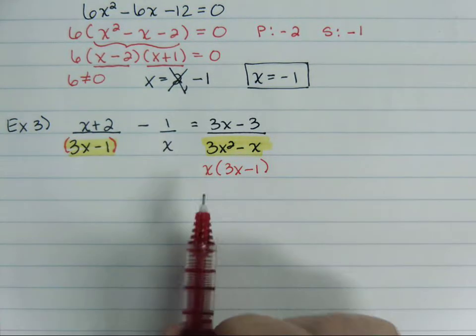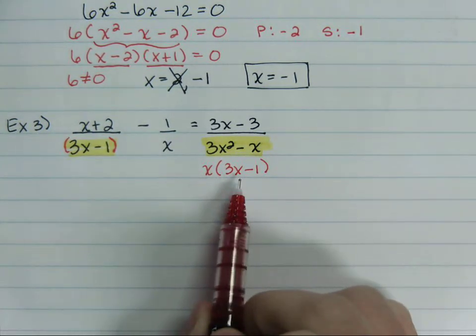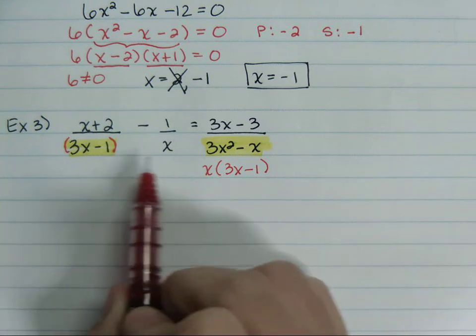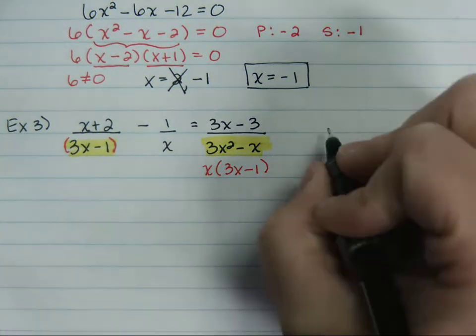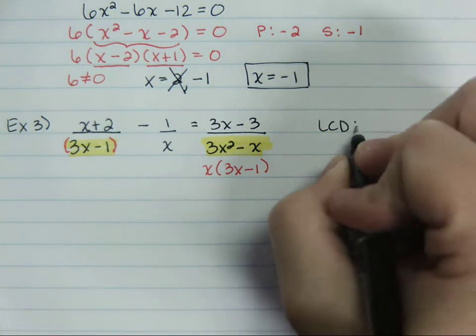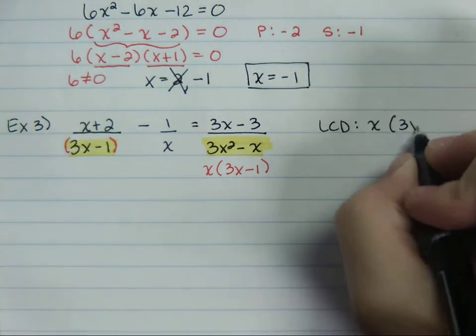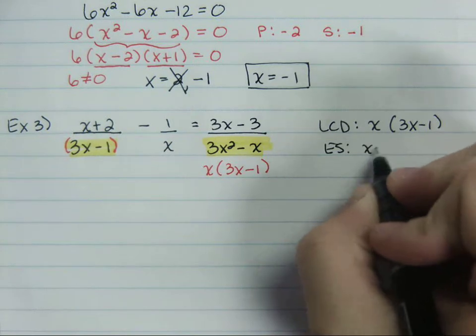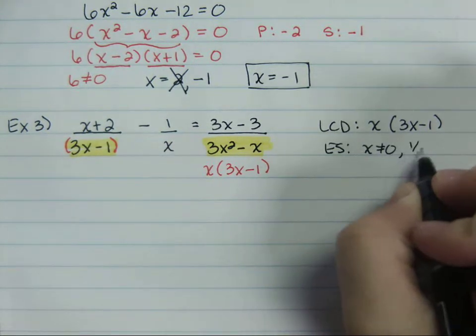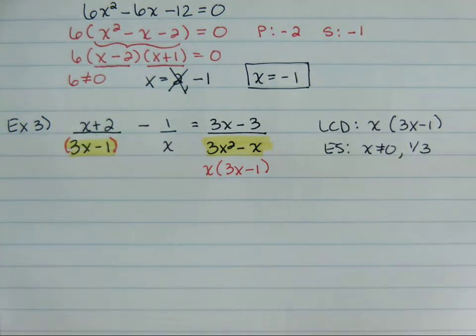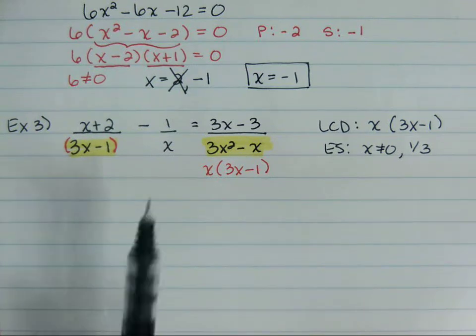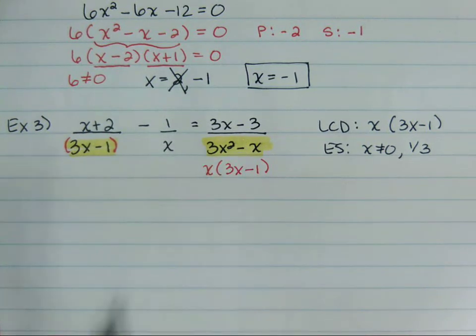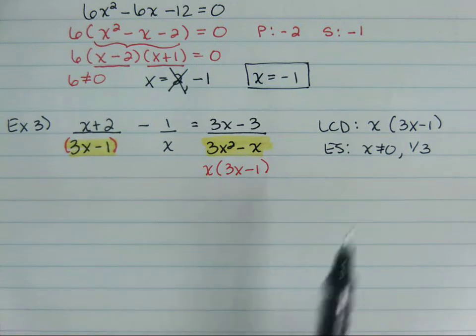And again, I can see that this larger denominator is the product of the other two. And so that's going to be my LCD: x times 3x minus 1. All right, so x is not allowed to be 0 or 1/3. And so what I'd like to do is, instead of rewriting this equation all over again and then multiplying everything by this denominator, I'd like to shortcut it a bit.